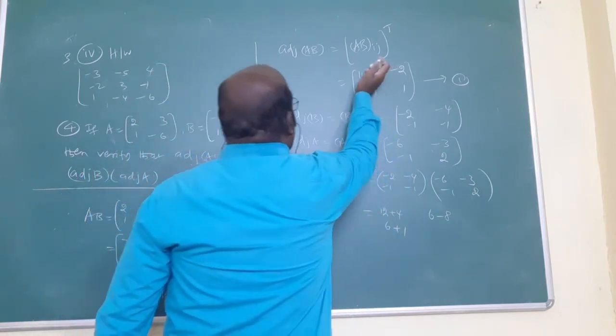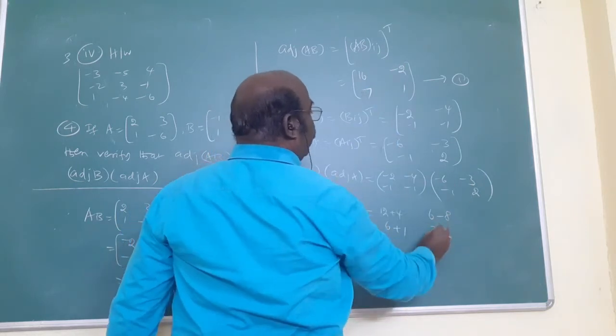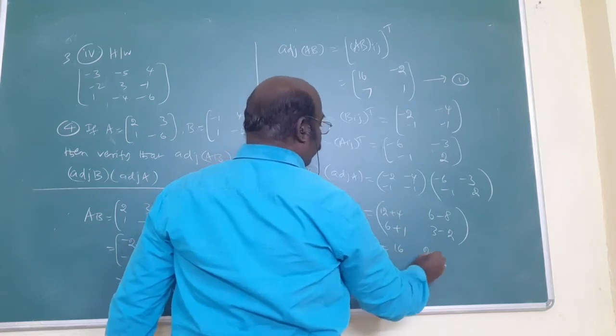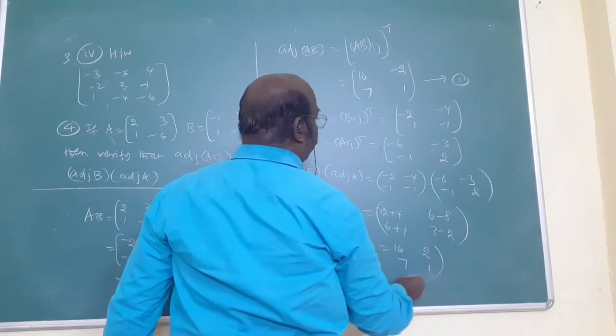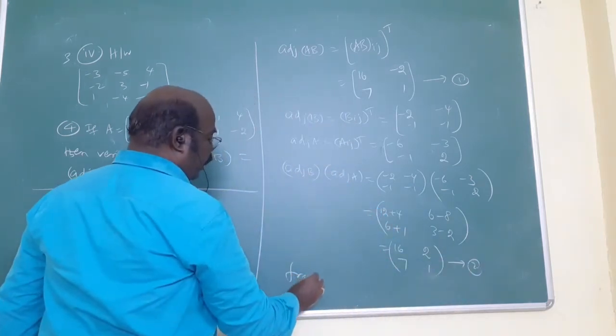If you say, what is plus 7? Next, 3 minus 1. Therefore, 16, 2, 7, 1. This is the second answer. Write the conclusion.